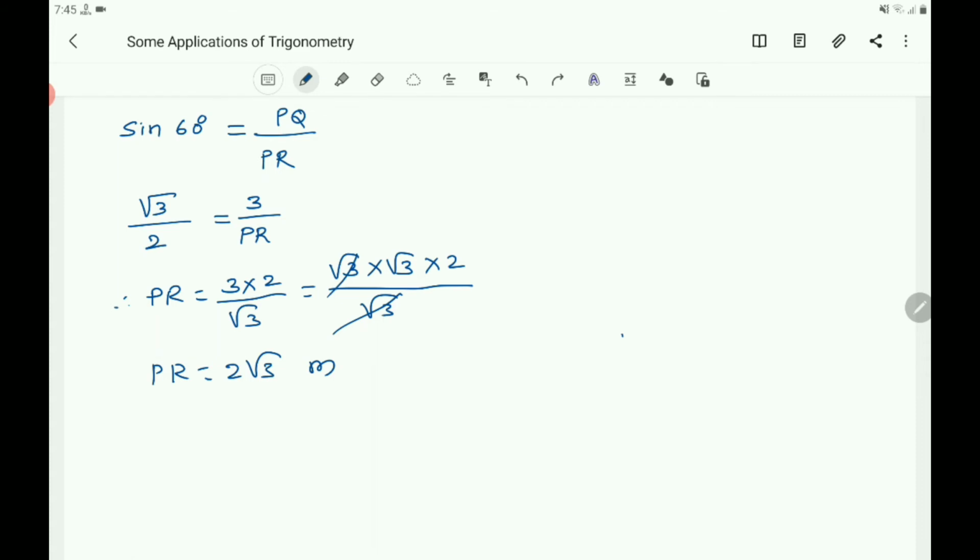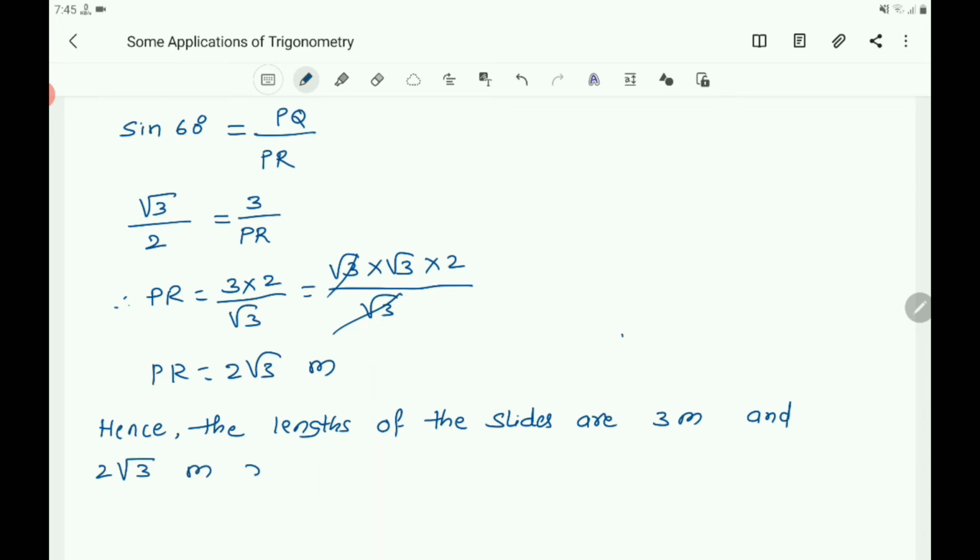So you write, hence the lengths of the slides are 3 meter and 2 root 3 meter respectively.